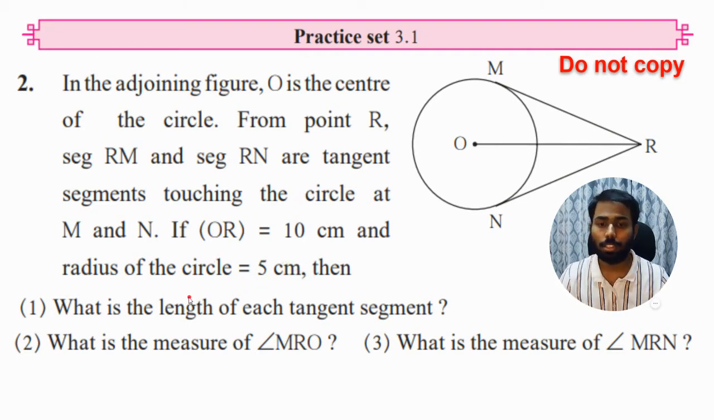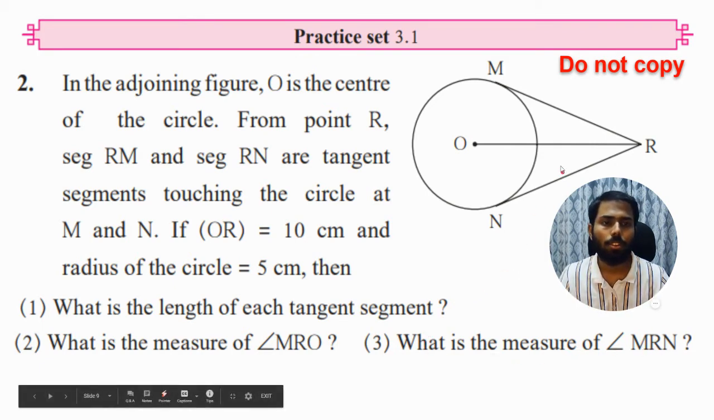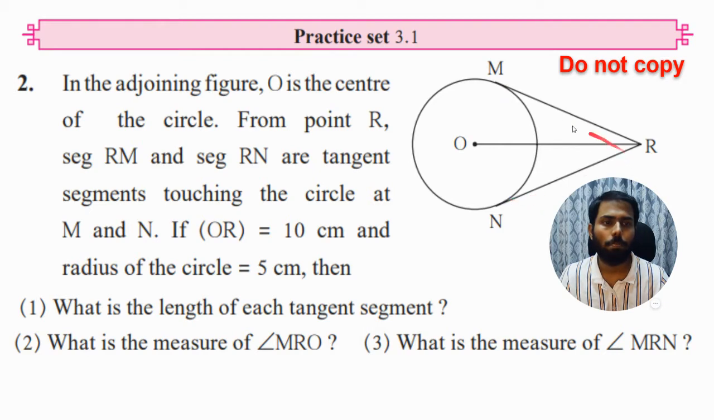Then they have asked 3 questions. First question, what is the length of each tangent segment? तो RM की length क्या है और RN की length क्या है? दोनों tangent segments की length find out करनी है. Next, what is the measure of angle MRO? Where is angle MRO? MRO is this angle. तो ये छोटा angle हमें find out करना है, उसका measure क्या है? Finally, in the third question, they have asked, what is the measure of angle MRN? So MRN, this big angle. दूसरे वाले में छोटा angle पूछा है, तीसरे वाले में बड़ा angle पूछा है. So now I think we are ready to start solving these problems.